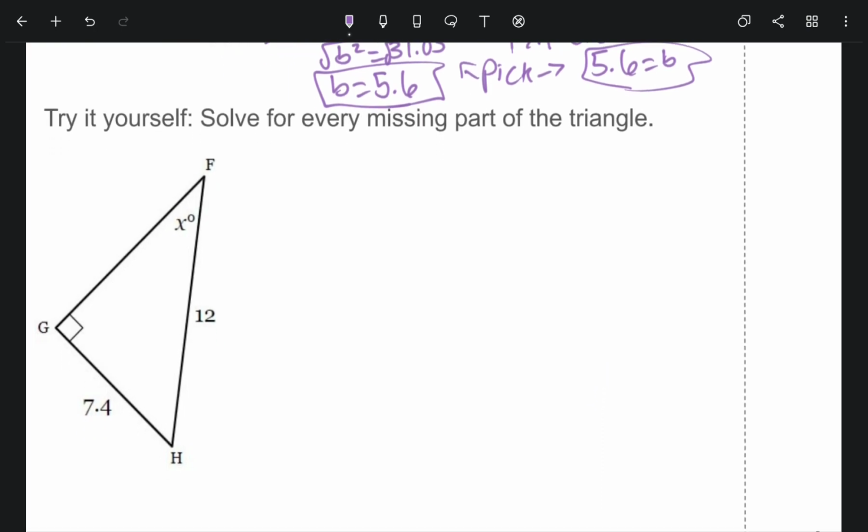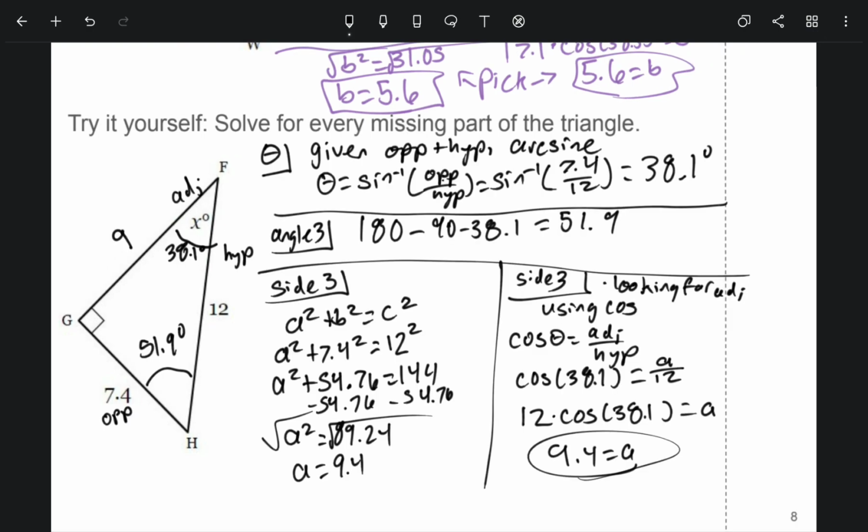Now, I'll go ahead and give this one a try. And I'm going to reveal the answers in 3, 2, 1. Ta-da! So to find our reference angle, I used the arcsine function because we were given the opposite and the hypotenuse. And that gave me an angle of 38.1 degrees for our reference angle. Then I used angle sum theorem to solve for our third angle. So 180 minus 90 minus 38.1. That gave me an angle of 51.9 degrees. Then I showed both methods to find our third side. The left side I used Pythagorean theorem, and the right side I used cosine function.